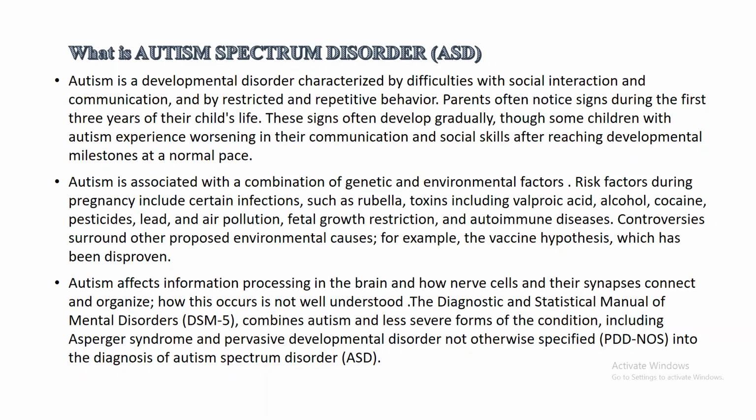The Diagnostic and Statistical Manual of Mental Disorders, DSM-5, combines autism and less severe forms of the condition, including Asperger syndrome and pervasive developmental disorder not otherwise specified, briefly PDD-NOS, into the diagnosis of autism spectrum disorder.